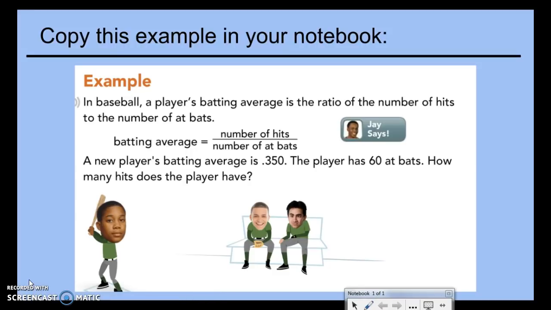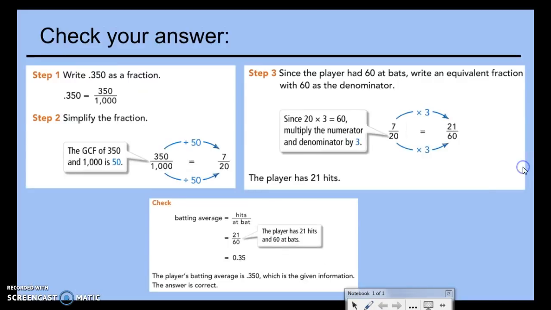So you're really going to want to think this one through. The first thing you need to do is turn your decimal into a fraction. Okay? If you didn't finish copying the first page, you need to go back and finish copying it, because you're also going to want to copy down the steps. So step 1, write 0 and 350 thousandths as a fraction, which is 350 over 1,000.